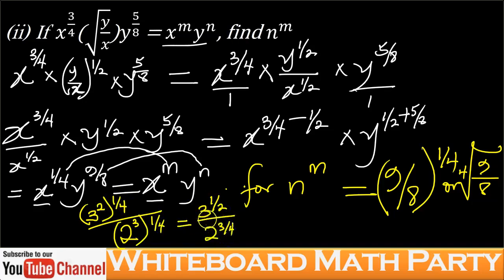You can leave your answer like this, or if the question requires you to do more, you can express this as square root of 3 all over the fourth root of 2 to the power of 3. Whichever way you write your answer, either this or this, both of them are correct.